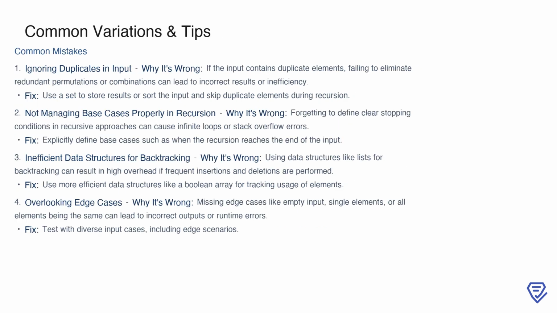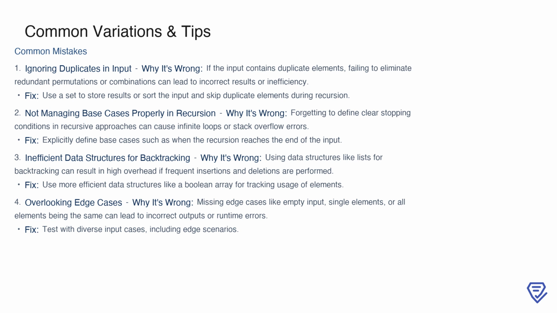Now, let's look at some common mistakes that can trip you up when solving the letter tile possibilities problem. First, ignoring duplicates in the input can lead to errors or inefficiency. For example, if the input contains repeated characters, failing to eliminate redundant permutations will create duplicate results. A good way to fix this is by using a set to store unique results or by sorting the input and skipping over duplicate elements during recursion.